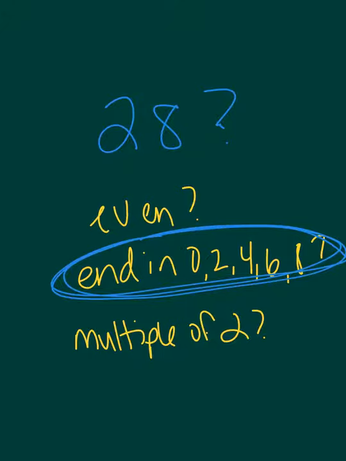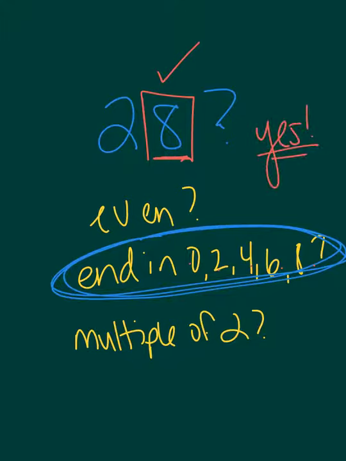Because you just need to look at the number that's in the ones place and say, is this number a 0, 2, 4, 6, or 8? Well, this is an 8, so it's checked because that means that this would be divisible by 2. So yes, 28 can be divided by 2 because it is an even number, it ends in an 8, and it's also a multiple of 2.